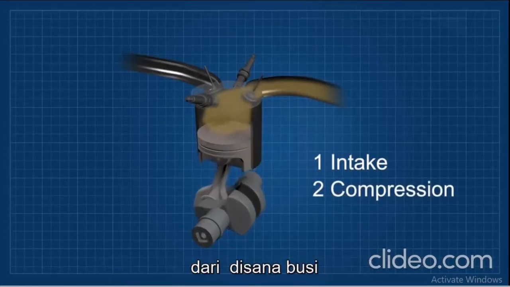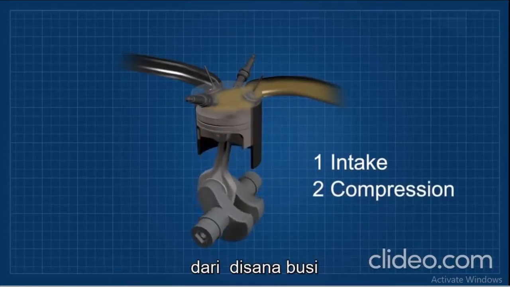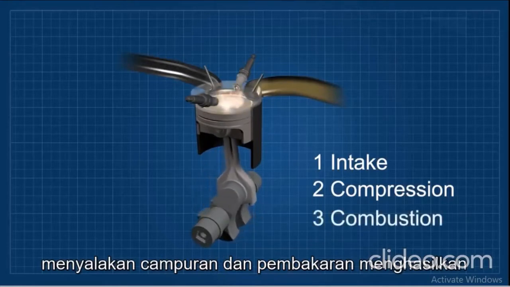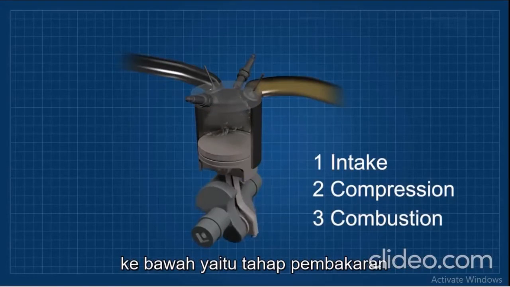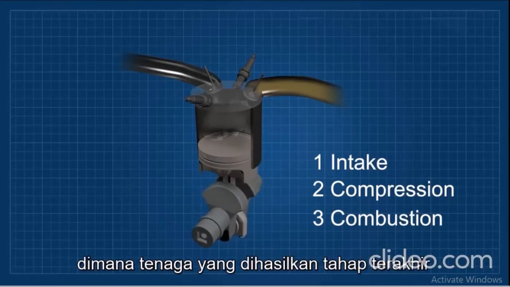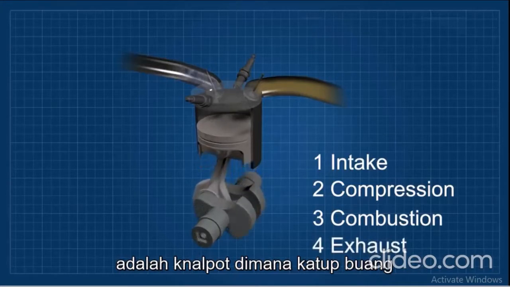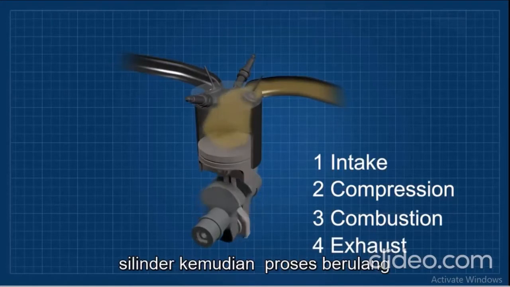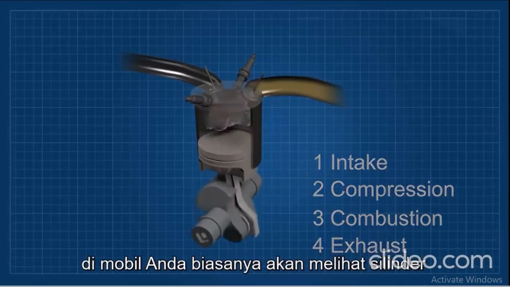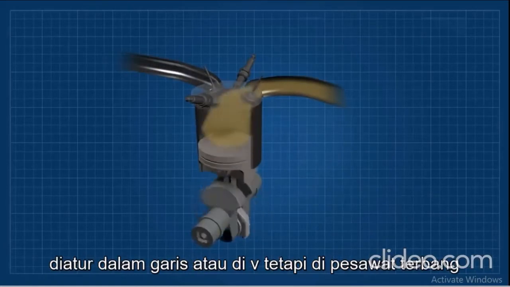That's the compression stage. From there, the spark plug ignites the mixture, and the combustion generates a small explosion that pushes the piston down. That is the combustion stage, where the power is generated. The last stage is the exhaust, in which the exhaust valve opens and the residual gases exit the cylinder. Then the process repeats.